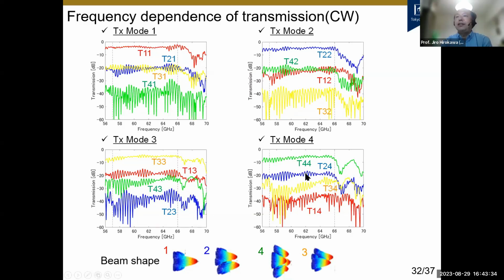Mode 2 has 2 beams in the vertical direction, and mode 3 has 2 beams in the horizontal direction. For this combination, mode 2 and mode 3 have large isolation, also 25 or 30 dB. So we found that, depending on the shape of the beams, we have a good combination.